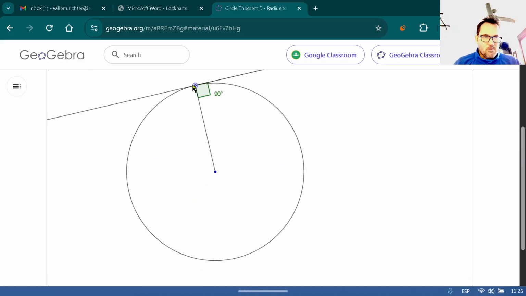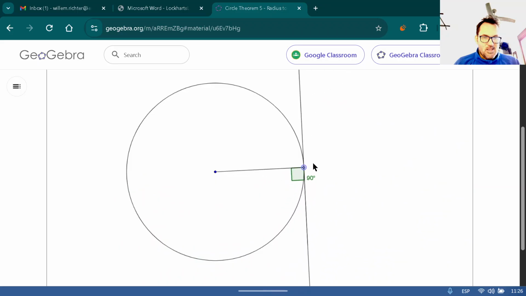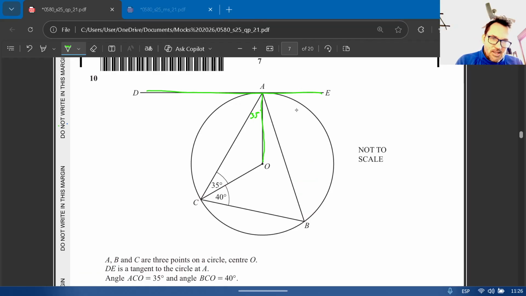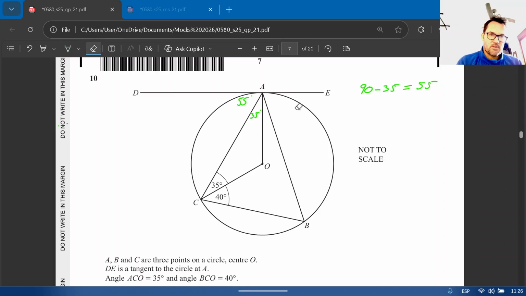The angle between the radius and the tangent is always 90 degrees. So this angle here is 90 degrees, and on the other side it is also 90. We already have 35, so if we do 90 minus 35, that means the angle over there, CAD, will be 55. I'm not good at doing my 5s. Yeah, so we got that 55. And remember this is 90 here, just in case.